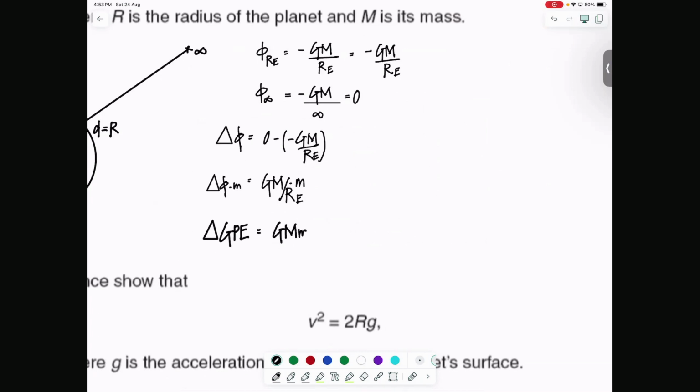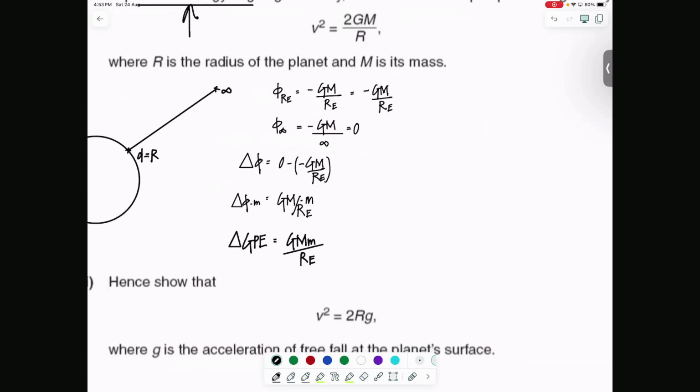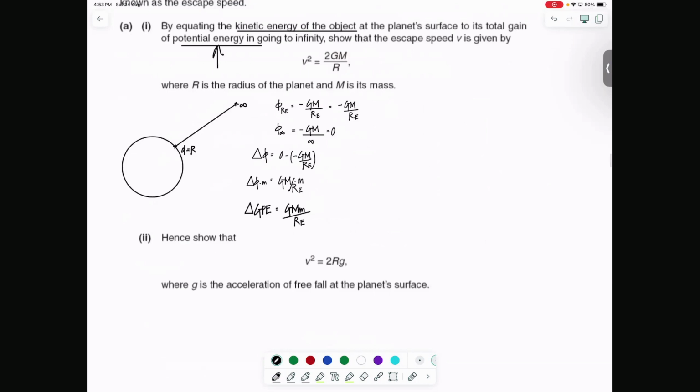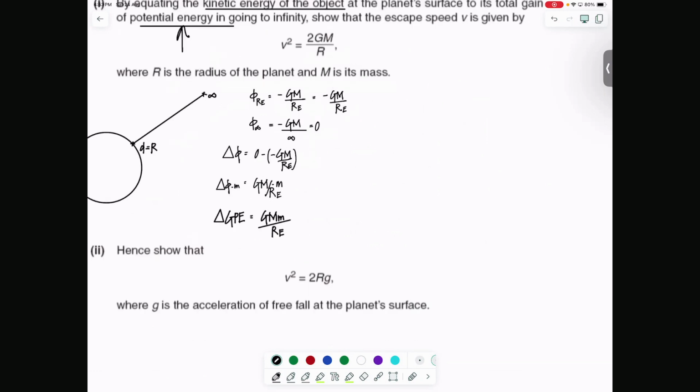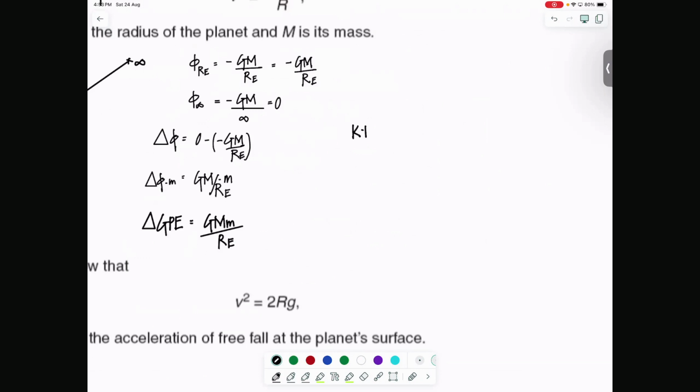So my change in GP for this mass is GMm divided by rE. Now, this gain in GP comes from where? A loss in KE, right? So you write down that KE lost must be equal to GP gained. What is KE lost going to be? Half mv squared. And what is GP gained? GMm divided by the radius of Earth, or just r.